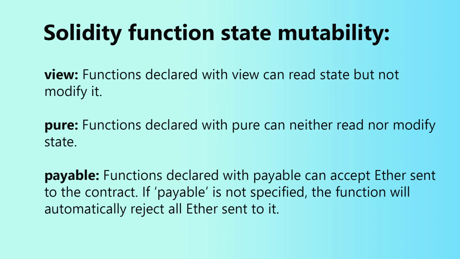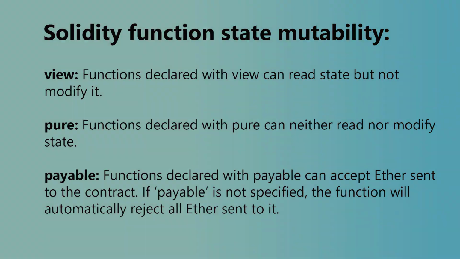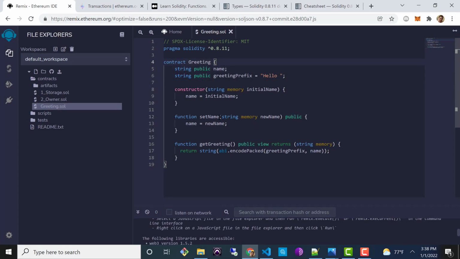So basically, view functions can read state but cannot modify it. An example of this would be, again, from our greeting smart contract in the 101 video, our getGreeting function. Because this is returning state data, namely greeting prefix and name, but it's not actually changing any data.